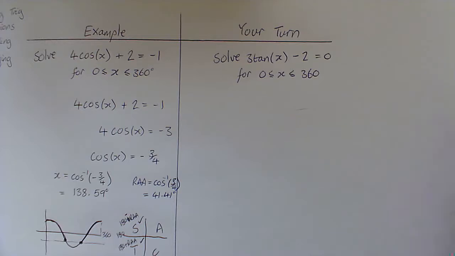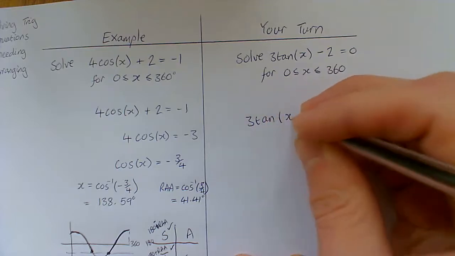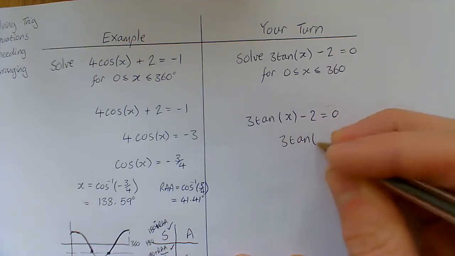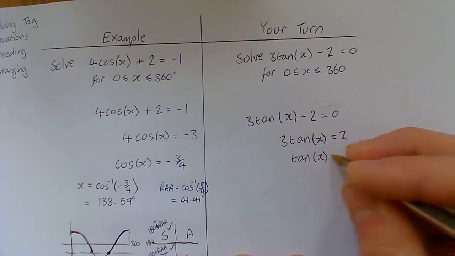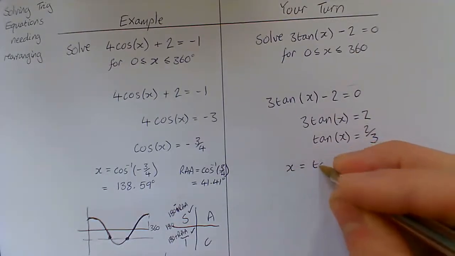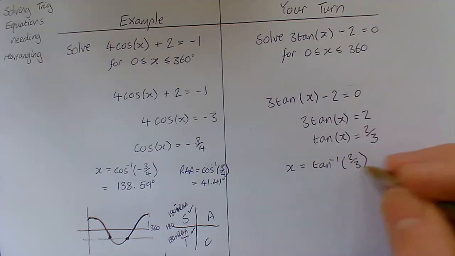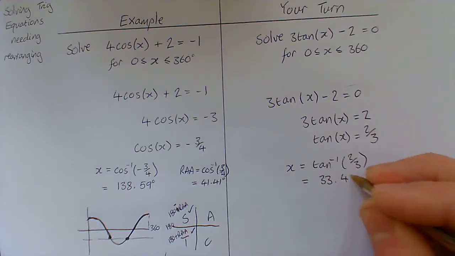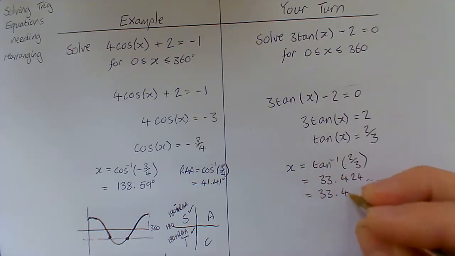All right, so if you pause the video and you've had a go, that means that we can start solving. So we've got 3 tan x, take away 2 equals 0. Add the 2 to both sides, so we end up with 3 tan x equals 2. Divide both sides by 3, so we end up with tan x equals 2/3. Our relative acute angle and our graph approach are the same because we've got a positive here. So we're just doing the inverse tan of 2/3 or 0.6666. That should have got you 33.424 etc.